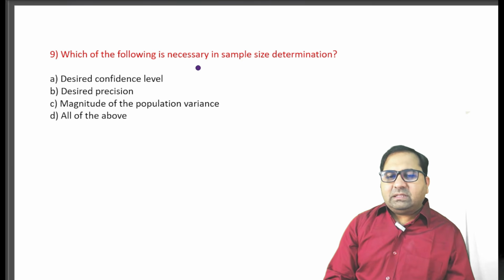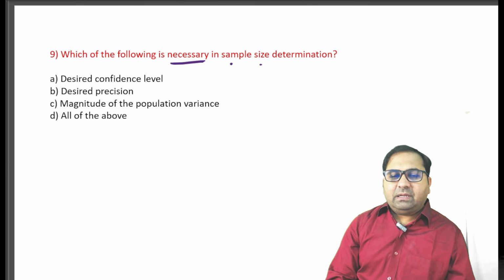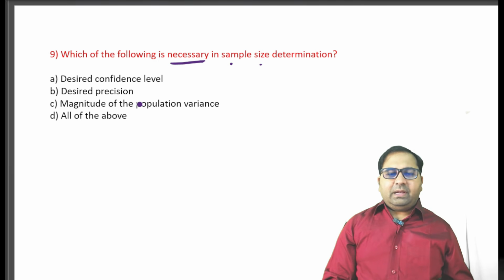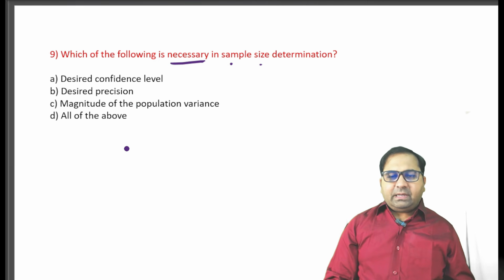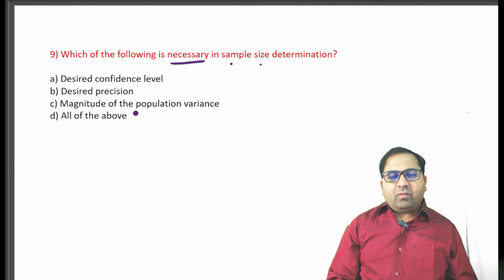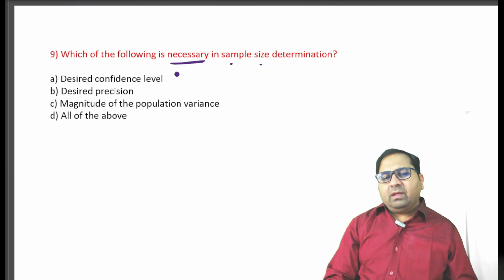Which of the following is necessary in sample size determination? The options are A, the desired confidence level, B, desired precision, C, magnitude of the population variance, or D, all of the above. So what are all required? Let us see the options again.